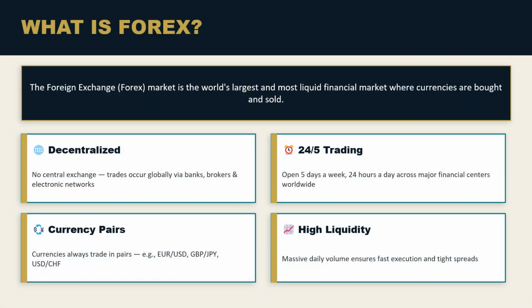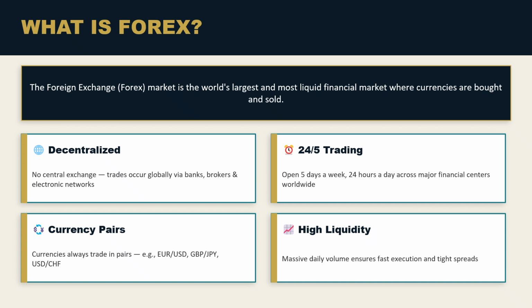So what exactly is Forex? The name is a combination of foreign exchange. At its core, it's the global marketplace where one currency is exchanged for another. Think of it like this. If you've ever traveled abroad and exchanged your US dollars for euros at the airport, you've participated in a tiny part of the Forex market. But for traders, it's so much bigger.